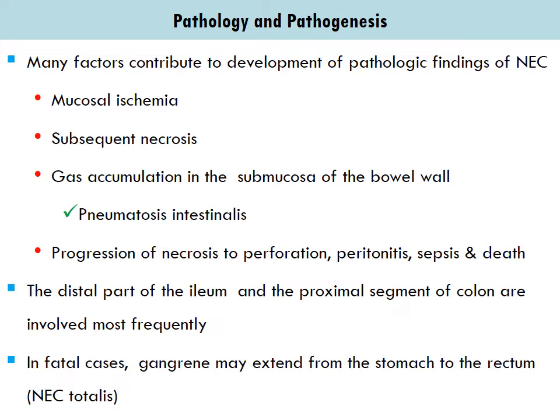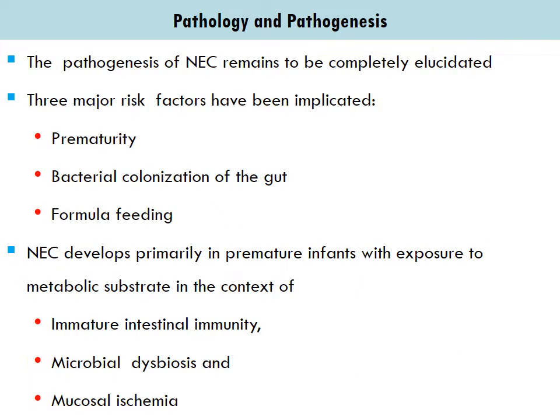The distal part of the ileum and the proximal segment of colon are involved most frequently. In fatal cases, gangrene may extend from the stomach to the rectum, what is called necrotizing enterocolitis totalis. The pathogenesis remains to be completely elucidated, but three major risk factors have been implicated: prematurity, bacterial colonization of the gut, and formula feeding.